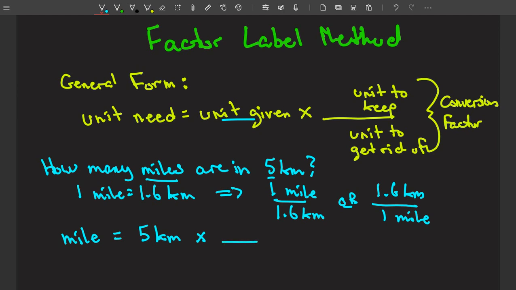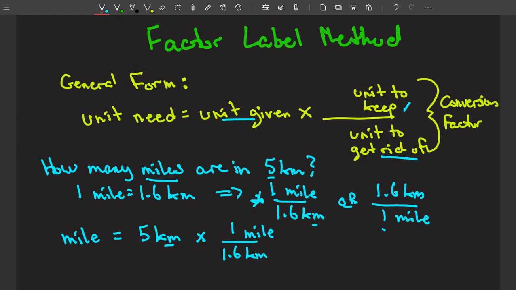Okay, now the one at the bottom, the denominator at the bottom, that we want to have the unit that we want to get rid of. So we want to get rid of kilometers. So let's put that at the bottom. And we want to keep at the top, we want to keep miles. So of these two, either here or here, we're going to choose the conversion factor that matches the placement of these units. And that would be the first one, right here. So for every 1 mile, we have 1.6 kilometers.